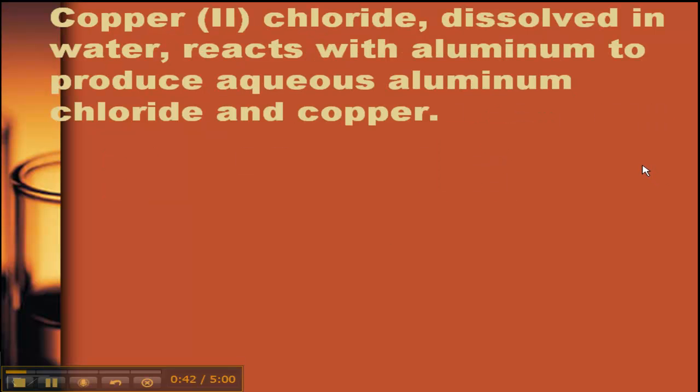Copper 2 chloride dissolved in water reacts with aluminum to produce aqueous aluminum chloride and copper. So copper 2 chloride, we're just going to write the formula. So remember that copper is a transition metal. Its charge is +2. Chloride is chlorine with a -1 charge. So we flip those. Dissolved in water means that it is aqueous, reacts with aluminum. We just put aluminum. Okay, it's not one of those that we highlighted, it's just aluminum. To produce aqueous aluminum chloride and copper.